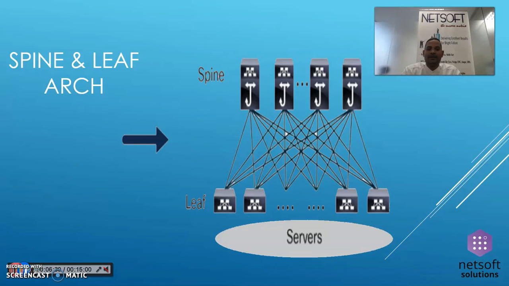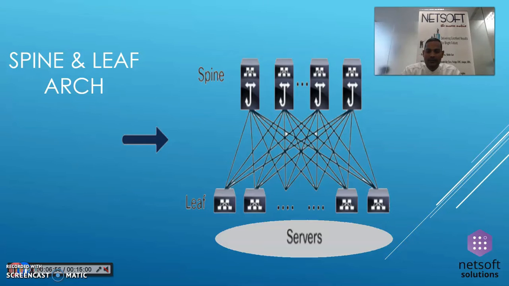And here the leaf will select the lowest cost value, whichever link is less loaded and doesn't have much traffic on it. It will select that link to traverse the traffic from your leaf to the spine.